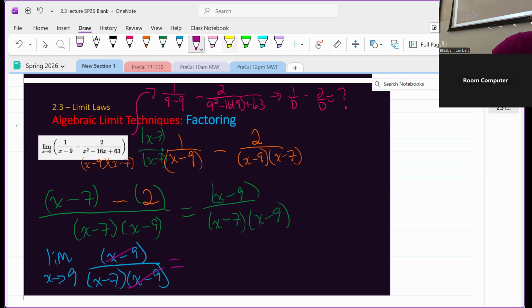They leave a 1 on top. And then I can substitute in the 9. So we have just 9 minus 7 on the bottom. That gives us 1/2. So we went from 1 over 0 minus 2 over 0 to 1/2.